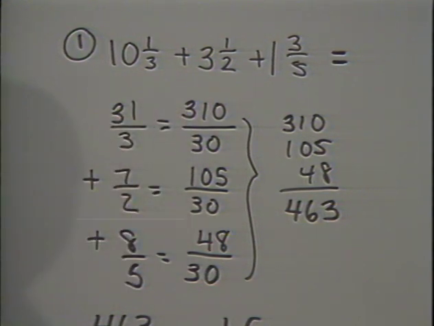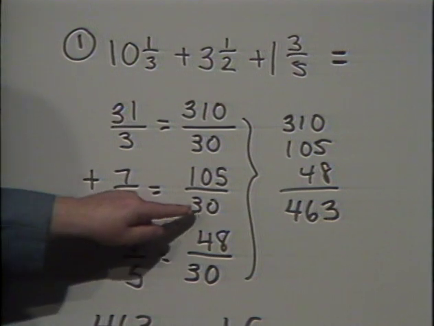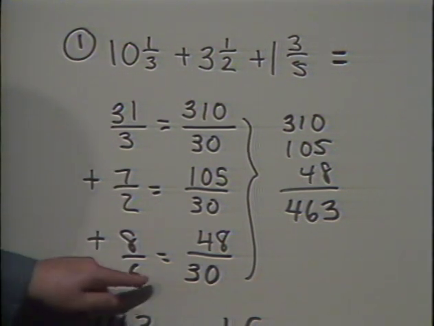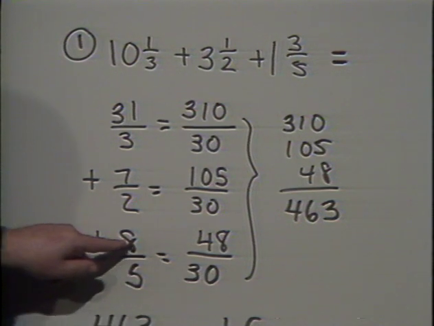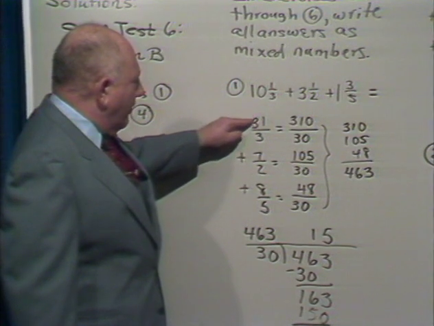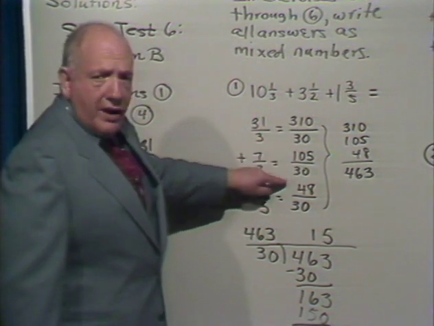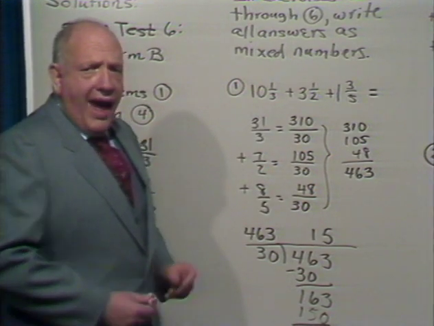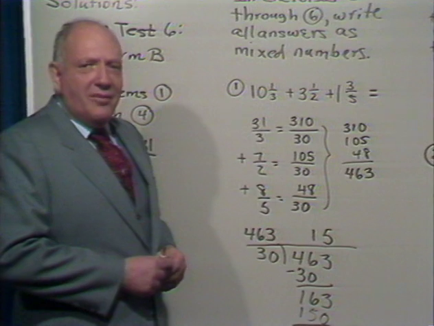10 times 31 is 310. 2 goes into 30 15 times. 15 times 7 is 105. 5 goes into 30 6 times. 6 times 8 is 48. Now what we've done is we've rewritten all of the common fractions in terms of a least common denominator, at which point all we have to do now is what? Add the numerators and keep the common denominator.